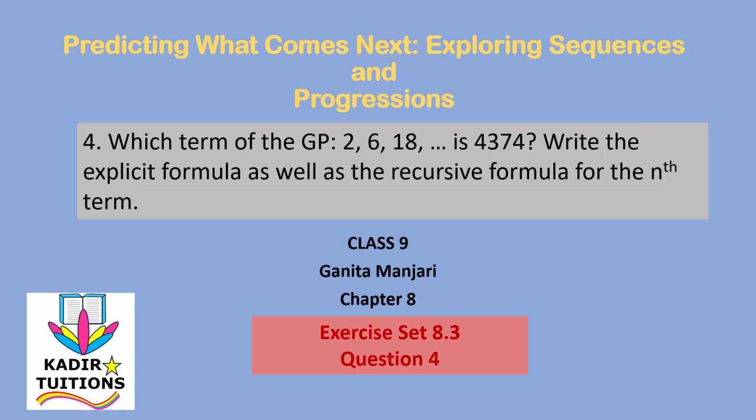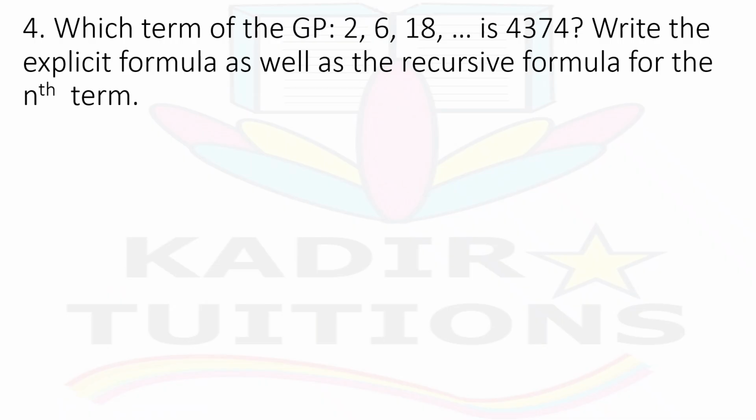Hello everyone, in this video we are going to see question 4 of exercise 8.3 which belongs to class 9 Ganita Manjari book. We'll look into the question. Which term of the GP 2, 6, 18 is 4374?